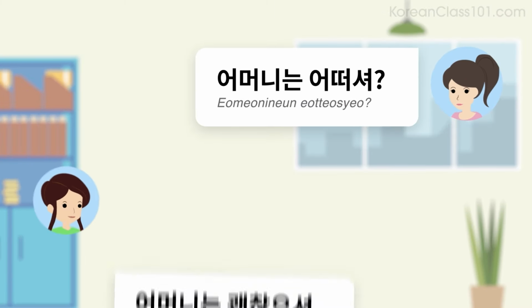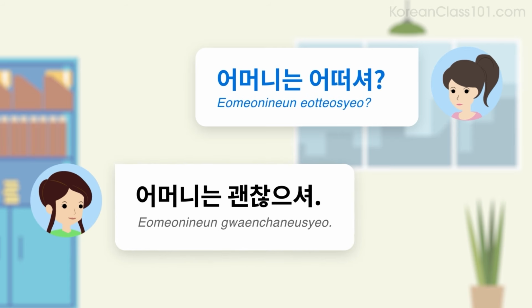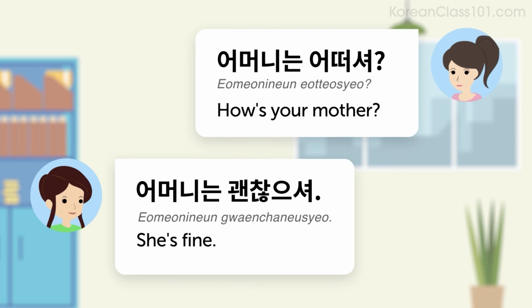Listen to the dialogue. 어머니는 어떠셔? 어머니는 괜찮으셔. Once more with the English translation. 어머니는 어떠셔? How's your mother? 어머니는 괜찮으셔. She's fine.